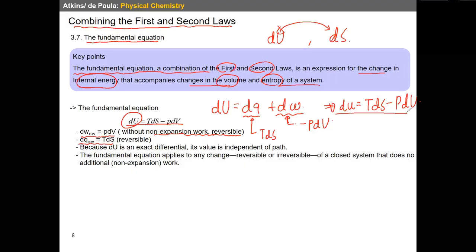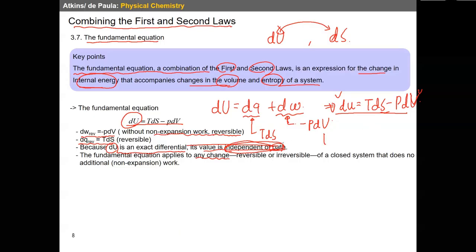This is quite useful because it contains both the entropy term and the volume term, so we call it the combination of the first and second law. Because dU is an exact differential, its value is independent of path. You don't need to put so much meaning on this; just think of it as independent of path. The fundamental equation applies to any change.